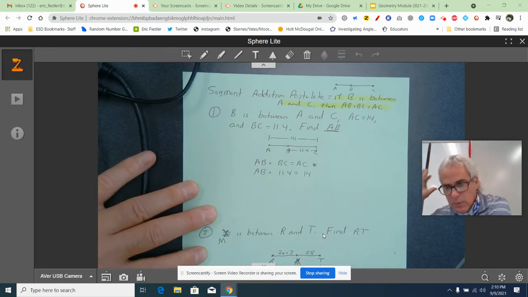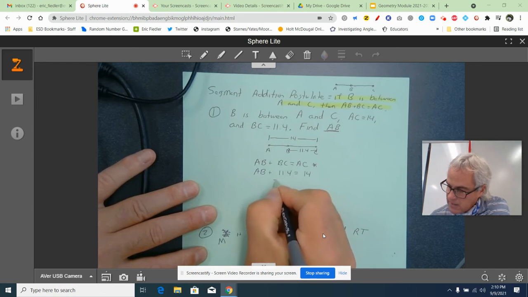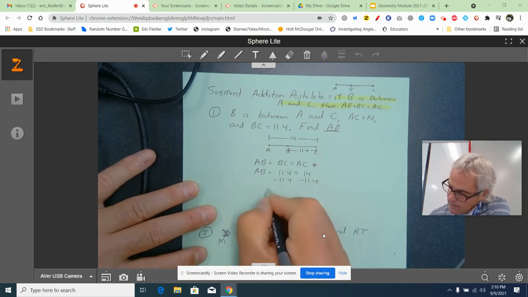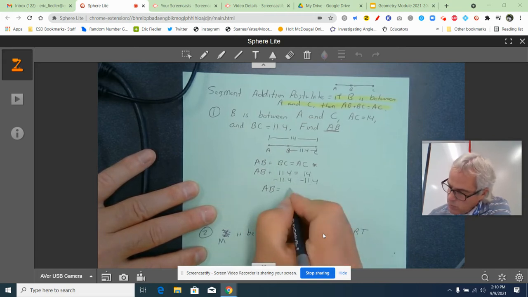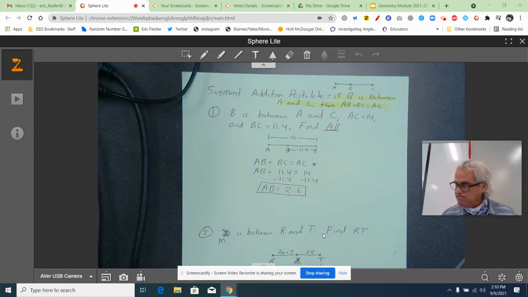Now you've got to put your algebra brain in action. I need to solve for AB. I need to isolate it, so minus 11.4 from both sides. And I get AB is equal to 2.6 as my final answer. 2.6 for the answer to that.